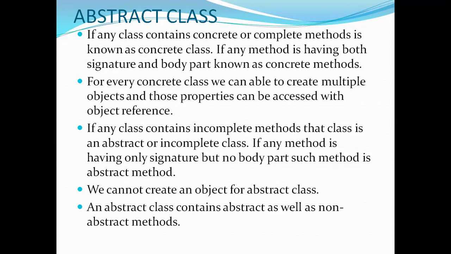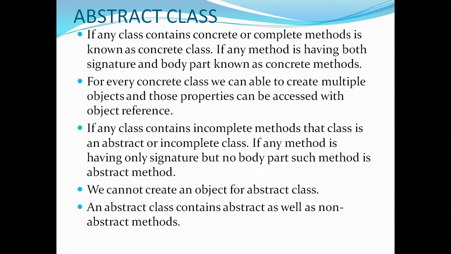If any class contains concrete or complete methods, then it is known as a concrete class. If any method has both signature and body part, then it is known as a concrete or non-abstract method. For every concrete class, we can create multiple objects and those properties can be accessed with that object reference. If any class contains incomplete methods, then that class is known as an abstract class or incomplete class.